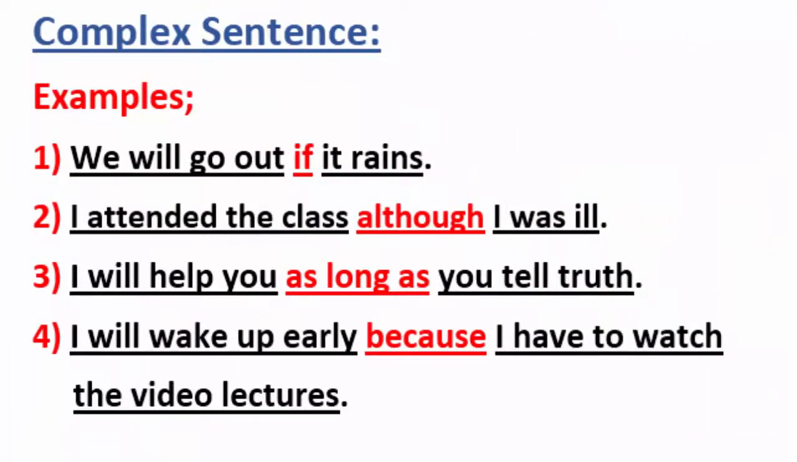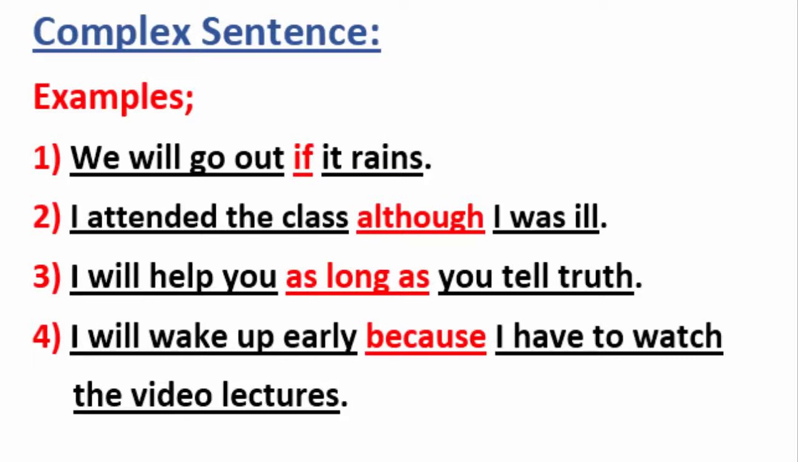Example number 1: We will go out if it rains. You can see here there are two simple sentences in this sentence: We will go out and it rains, joined by the conjunction if. Example number 2: I attended the class although I was ill. Same again here, two simple sentences joined by a subordinating conjunction, although.